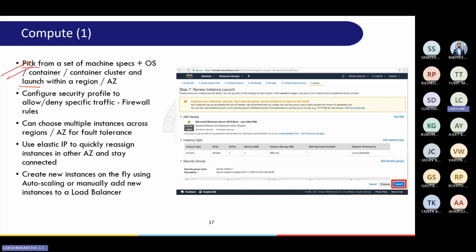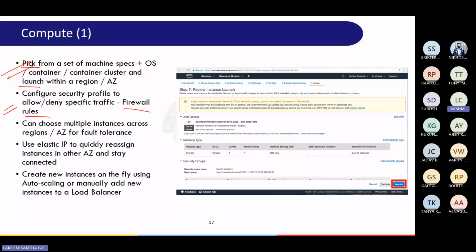And what about the second thing, guys? Configure security profile. You immediately configure the security profile, primarily using firewall rules. So here we have to use some firewall rules, formed via security groups, that will allow or deny specific network traffic. For example, allow HTTP traffic on port 8080, but deny all other ports.